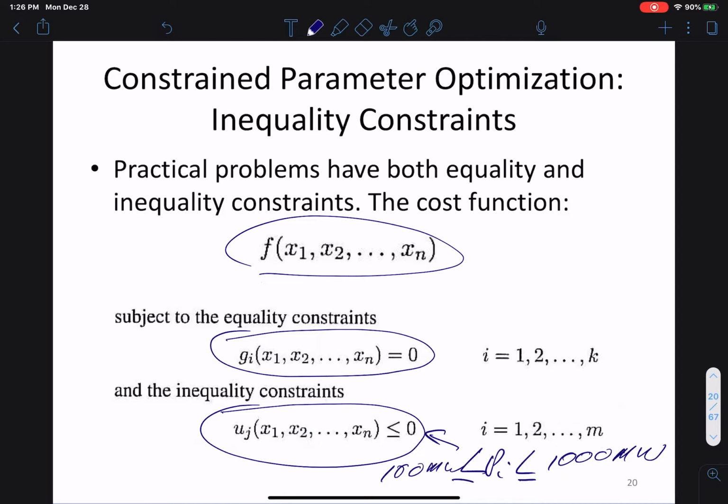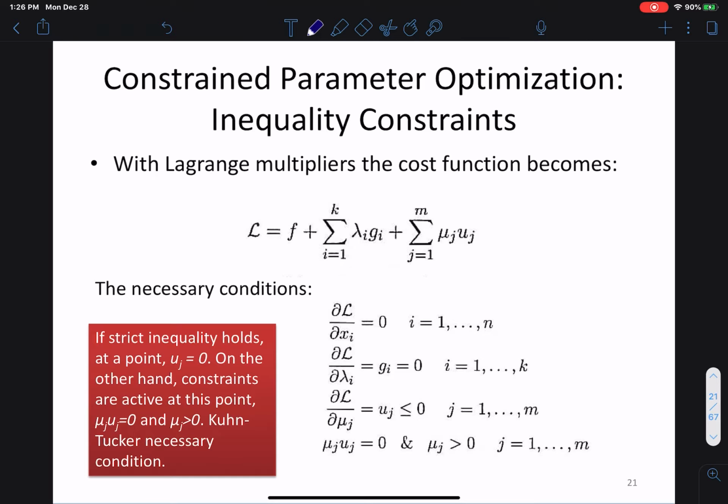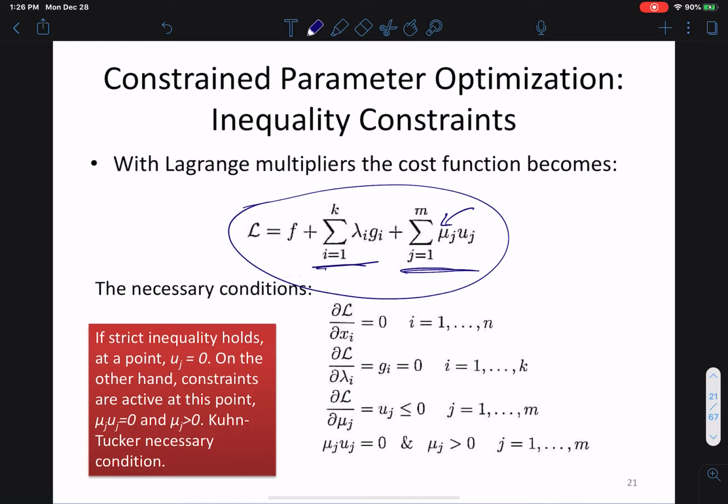So let's see how you put them together. Again, we do the same thing, Lagrange multiplier. This part is for the equality constraint, this part is for the inequality constraint. The multiplier for the inequality constraint is mu j, the multiplier for the equality constraint is lambda i, and this is the function you're trying to optimize. So we have a new function to optimize now, and you do the same thing. You take the first partial derivative of all of them, and here's the condition.